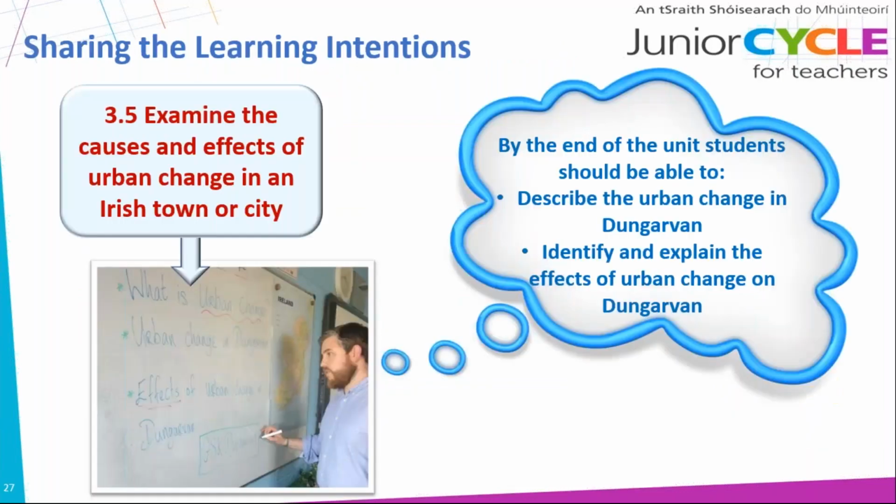On the screen, you can see the learning intentions that have been shared in the geography classroom. Clear learning intentions should help students to focus on what they are learning. These are the learning intentions for Learning Outcome 3.5. Examine the causes and effects of urban change in an Irish town or city. I will pass you back to Jimmy to take you through Learning Outcome 3.5.